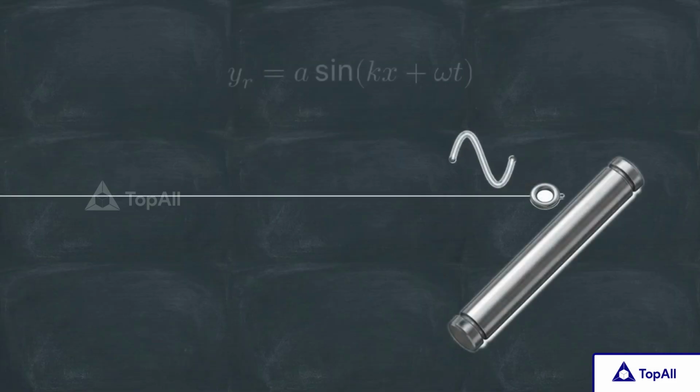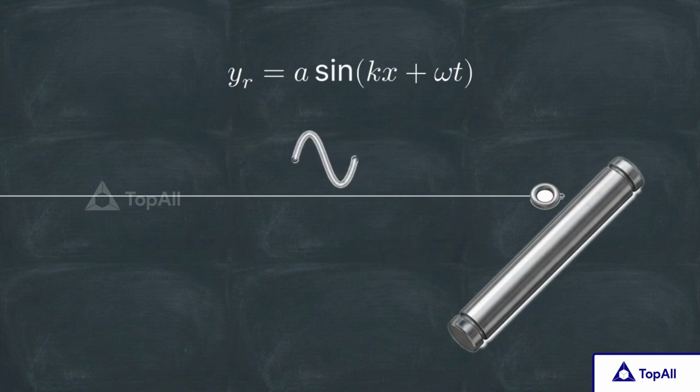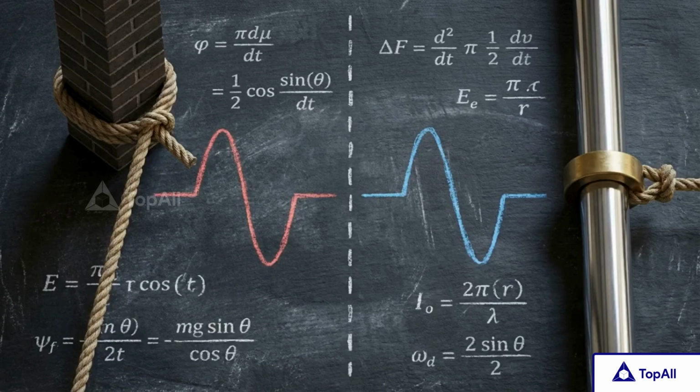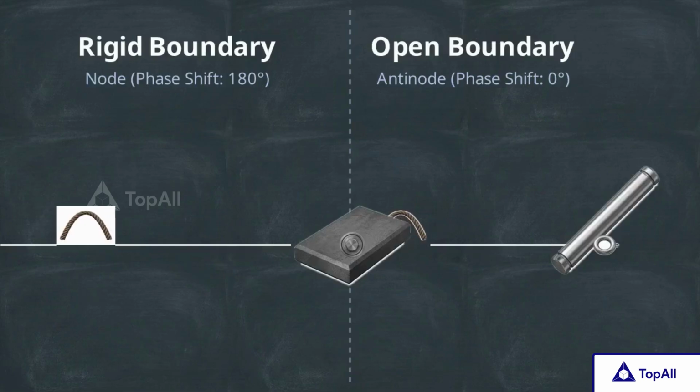The equation for this reflection is y sub r equals A sine of kx plus omega t. Notice the negative sign is gone. The shape of a reflected wave is ultimately a mechanical record of the force the boundary was or wasn't able to exert. Let's put both systems side by side.